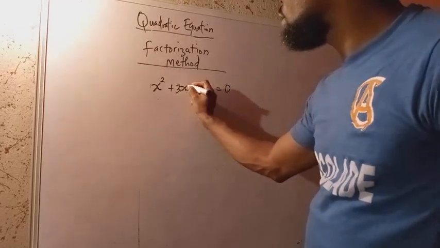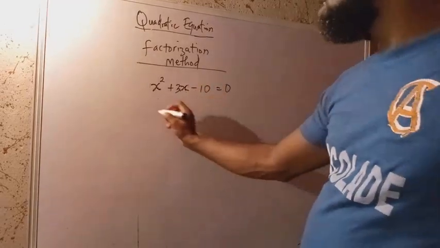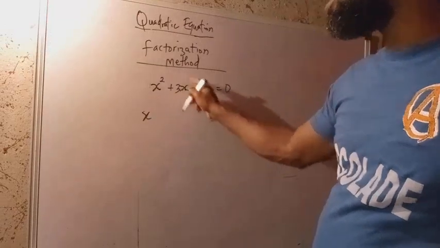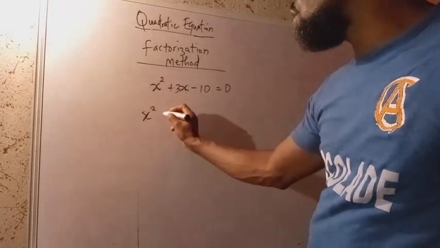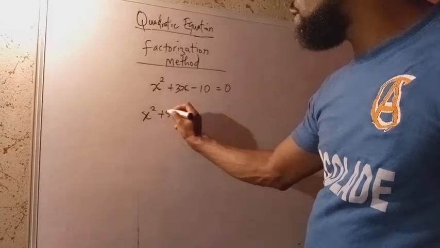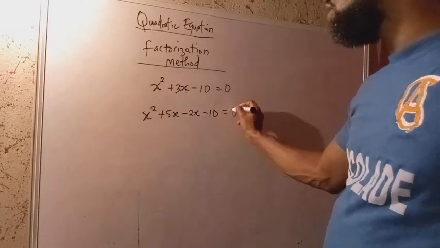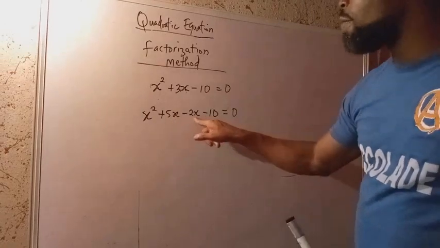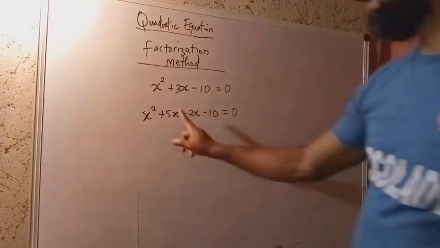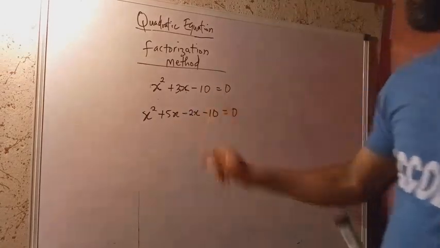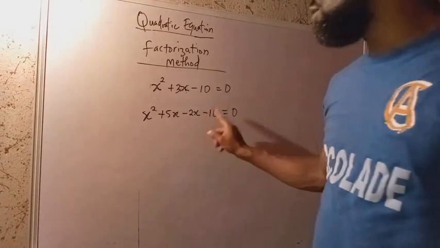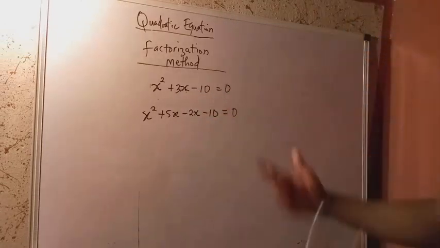Good. Right, so we have this now. We have already sorted this out. So we know that x squared, then we can put plus 5x minus 2x minus 10 equals 0, because 5x minus 2x will give us 3x. And 5x times minus 2x will give us minus 10x squared.